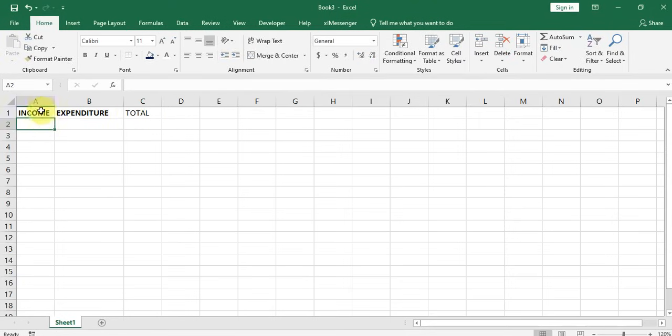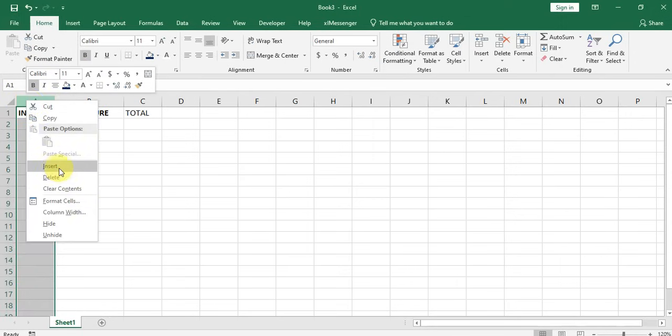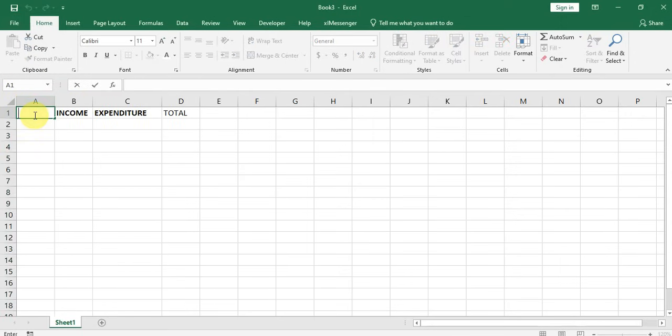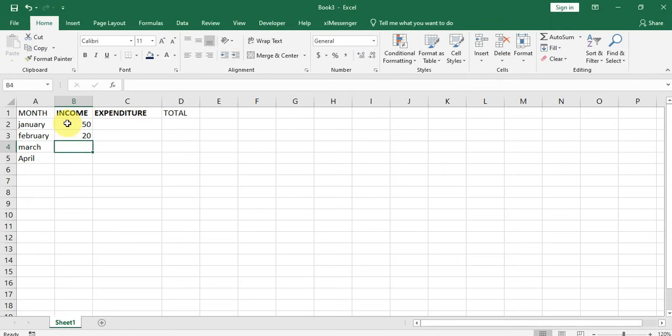Now let me add another one here, and let me make it month here. So let me say January, here will be February, let me make here March, and then make here April. Now let's say in the month of January I got $50 as my income. In the month of February I got $20, and then in the month of March I got $30. In the month of April I got $40 here.